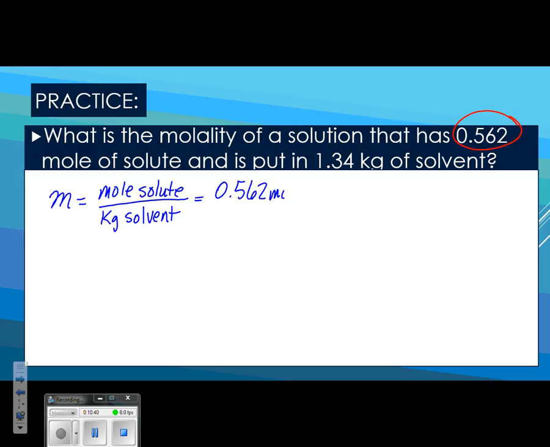So 0.562 moles divided by, then we have this number right here. And that goes where? Bottom. So we've got 1.34 kilograms. All we have to do is divide those. Let's get an answer. You can do that even with your phone calculators, right?